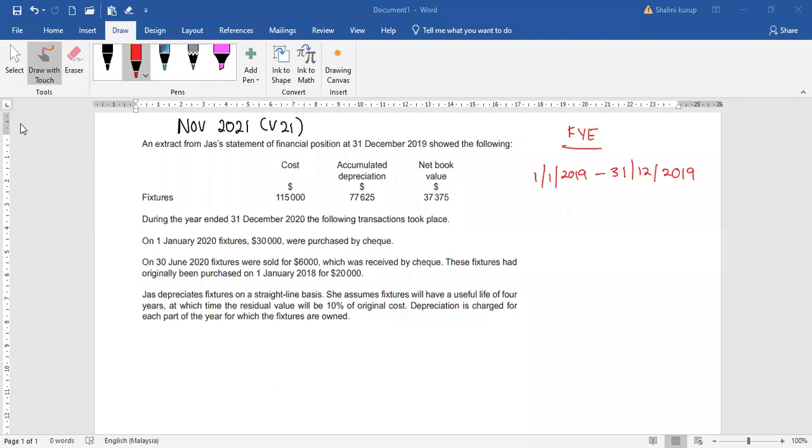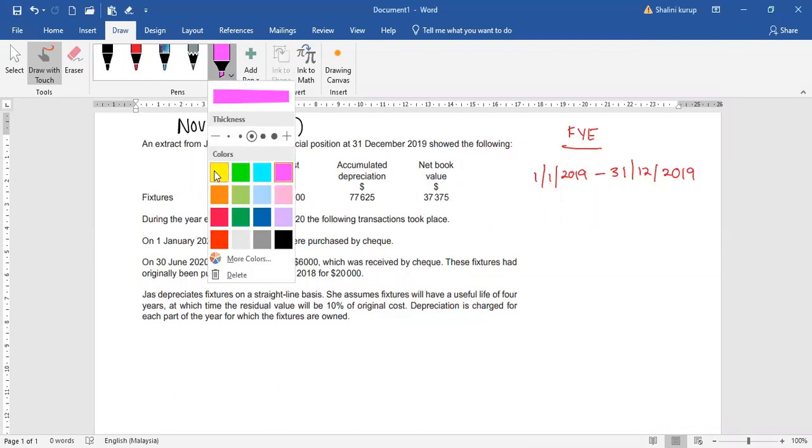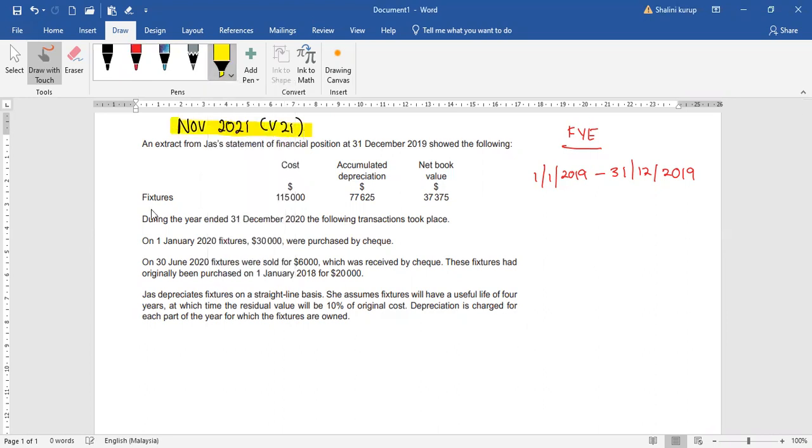Okay, so today we are going to do a new question, which is November 2021 variant 21. This will be the question that I'll be teaching you. It will also be done in a few parts. Okay, let's start the question now.